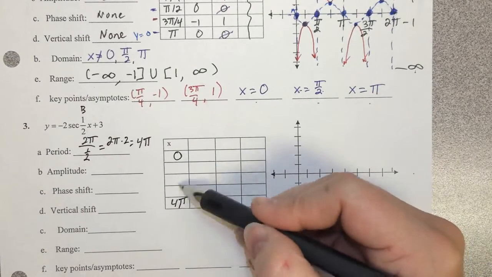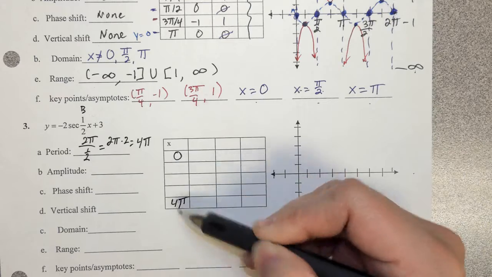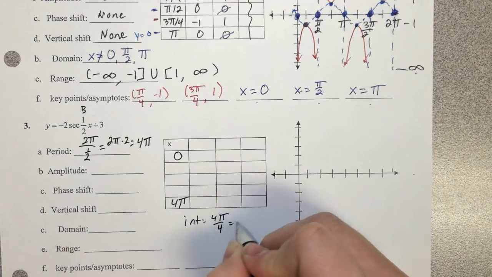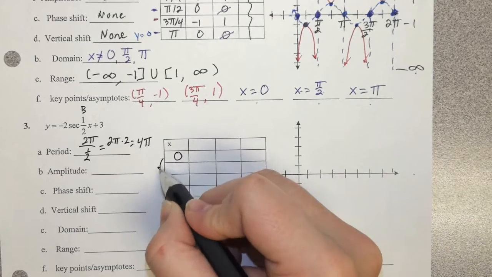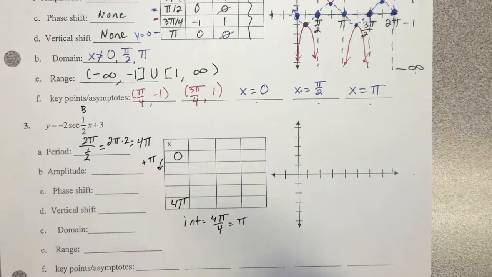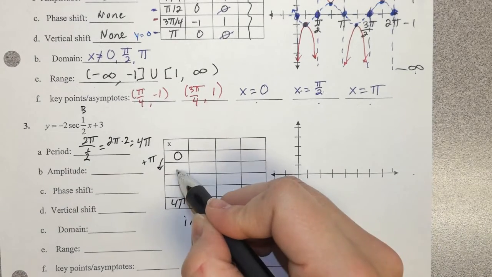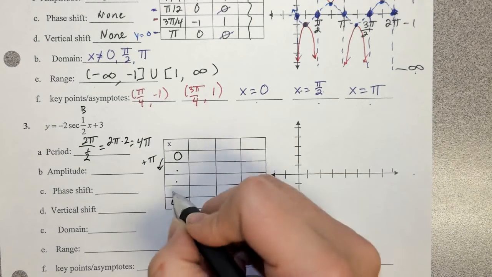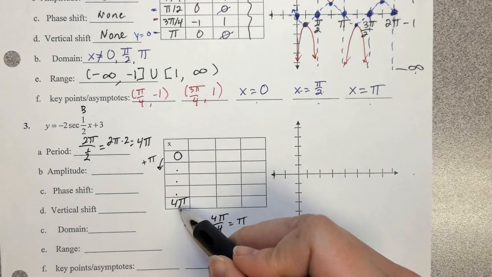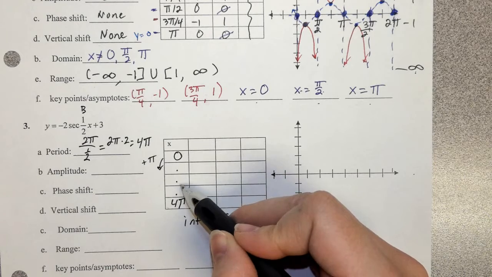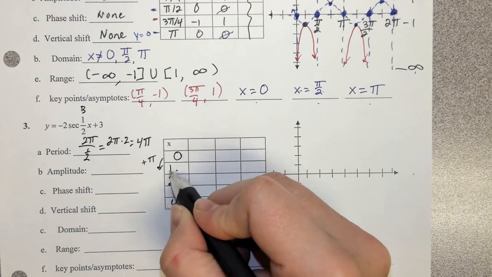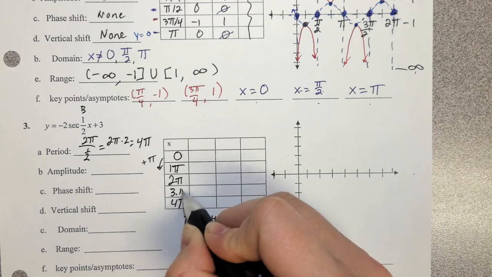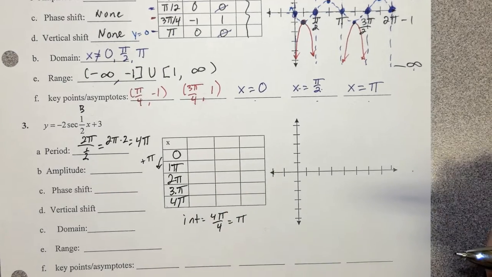All right, interval way, cut this into 4 parts. 4 pi divided by 4 would be a pi. So you're going to be adding a pi each time, adding 1. So 1 pi plus a pi would be 2 pi, plus a pi would be 3 pi, and then to 4 pi. Cutting it halfway, half of 4 pi is 2 pi, half of 2 pi is 1 pi, and then halfway between 2 and 4 is 3 pi. Use the method you like best.